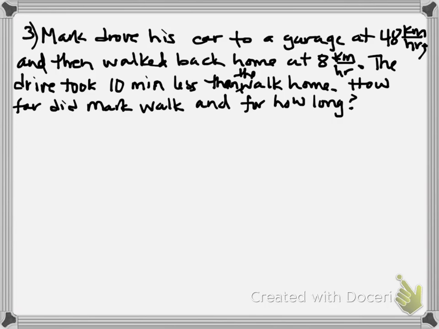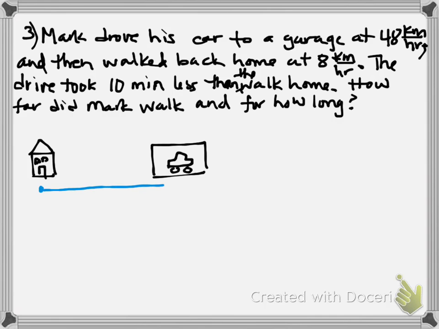All right, so I'm going to draw a picture. It says that he walked back home, so I'm assuming that when he drove away, he started at his house. That's what it sounded like. And then he gets to a garage. Now, my assumption is it's not a parking garage, but one where cars go to get fixed, okay? So there's two parts to his journey. One in which he drove, and then the second of which he walked.